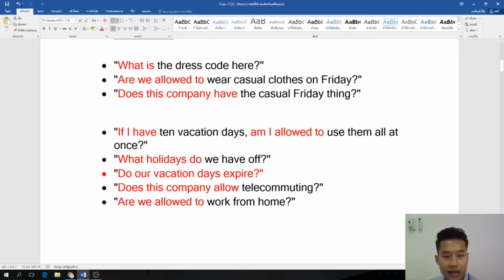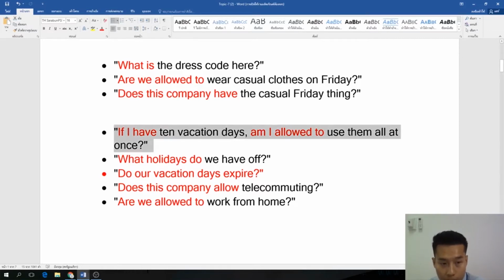And here I have 10 vacation days, right? Am I allowed to use them all at once? In this case, here I have a 10-day vacation, right? And am I allowed to use them all at once? It means is it possible to use the 10-day vacation at once. At once means at the same time. This word here, at once, means the same time.